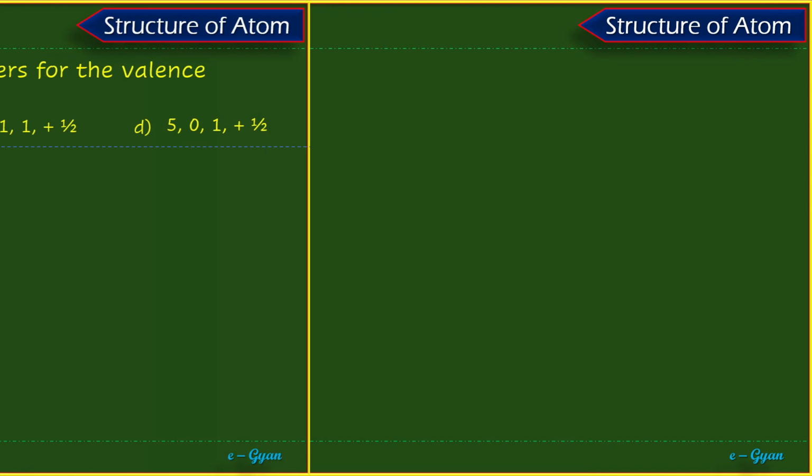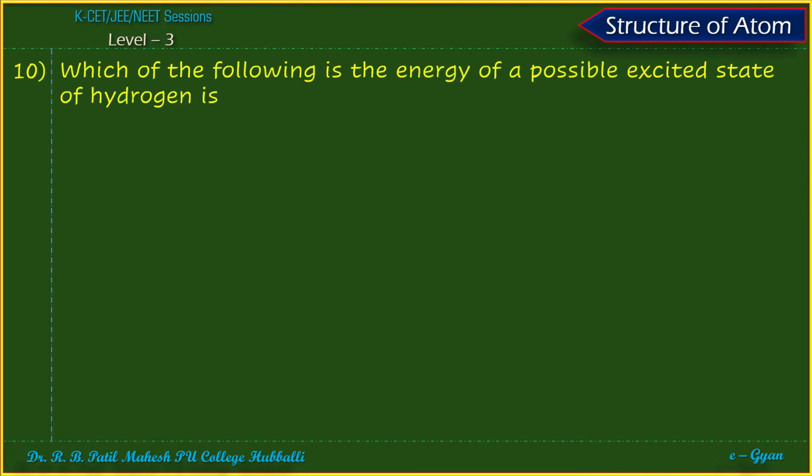Moving to the next one, question number 10. Which of the following sets of energy of possible excited states of hydrogen is correct? So here a hydrogen atom is given, which has an electron in n equal to 1, which is having the electron in the first shell.